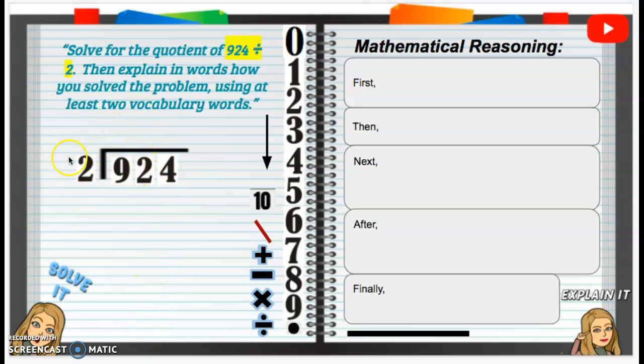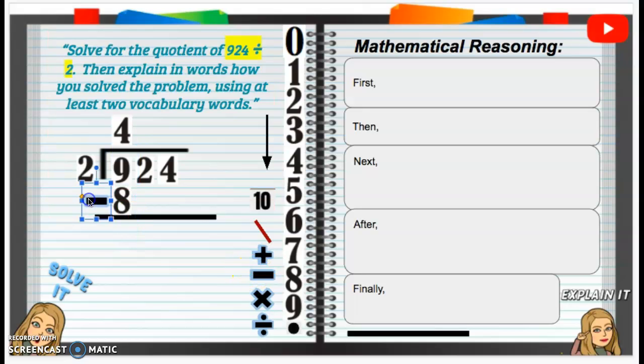So let's start off with this 2, and let's see, how many times can 2 go into 9? Well, I know 2 can go into 9 4 times without going over. So I'm going to place that 4 at the top, and then I'm going to multiply. I know 2 times 4 is 8. So I'm going to put this 8 down here, and then I'm going to subtract.